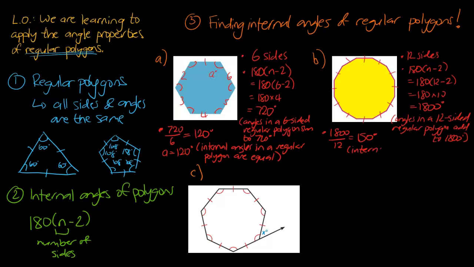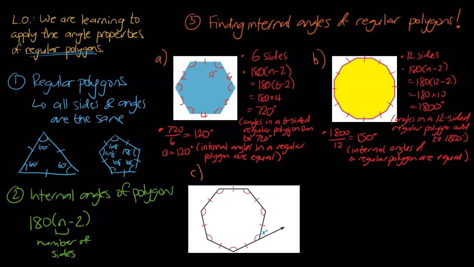The reason we could divide it by 12 is because all the internal angles of a regular polygon are equal. There we go. So that was question B. A bit trickier because we didn't have the A given to us.